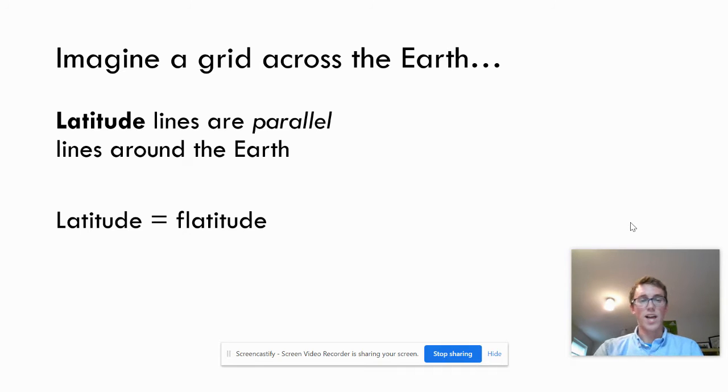So latitudinal lines are parallel lines around the Earth. They go around like a belt. Right? They go around like this. If we were looking at a traditional map with north at the top, south at the bottom, and then east and west, latitudinal lines are running across. I like to think of latitude, flatitude.